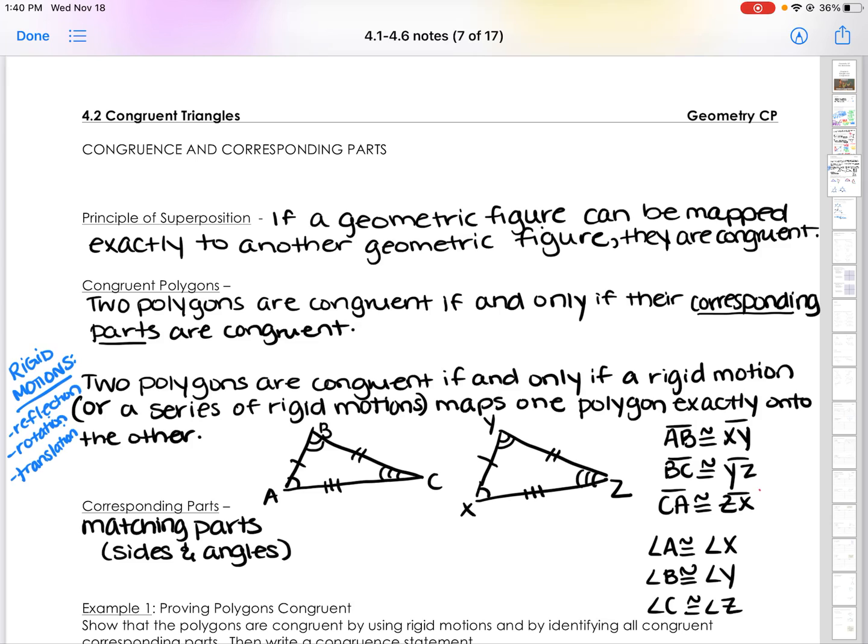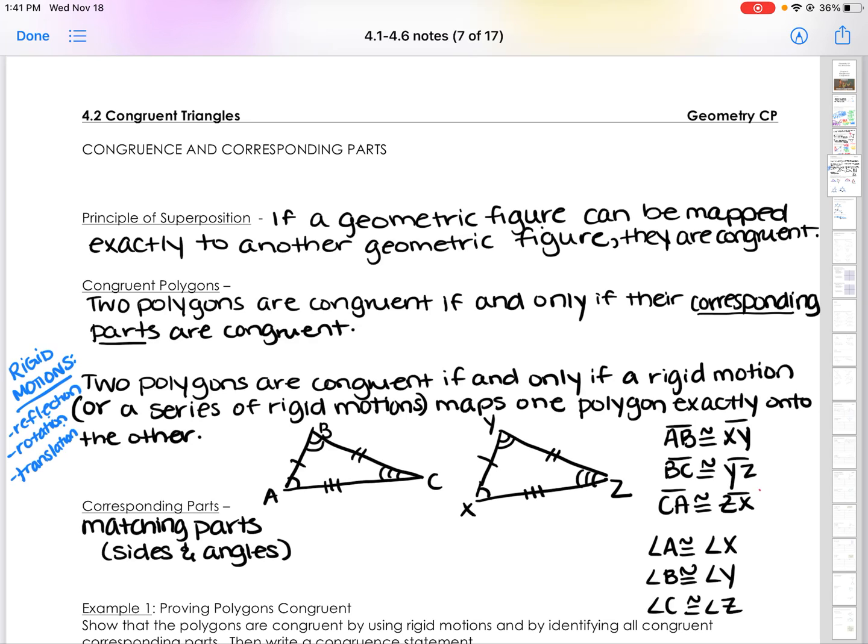Two polygons are congruent if and only if their corresponding parts are congruent, and those corresponding parts are what we consider the matching parts. It is also true that two polygons are congruent if and only if a rigid motion or series of rigid motions, such as a reflection, rotation, or translation, maps one to the other.